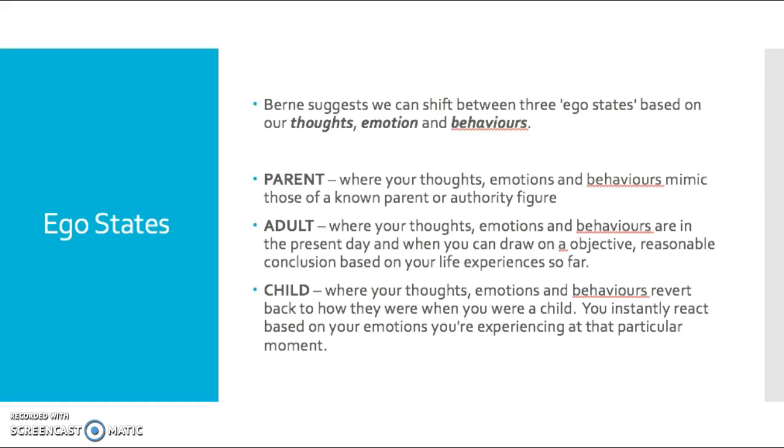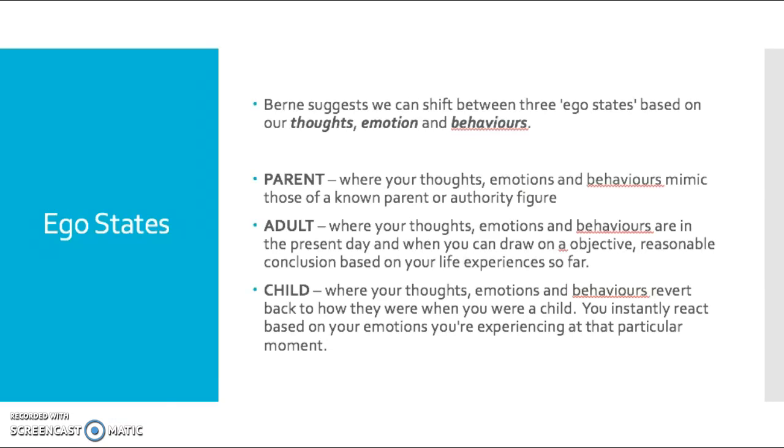So the middle one is the adult state, and that's where your thoughts, emotions, and behaviours are at the present day, and you can draw on an objective, reasonable conclusion based on your life experiences so far. And lastly, we've got the child state. This is where your thoughts, emotions, and behaviours revert back to how they were when you were a child. You instantly react based on the emotions you're experiencing at that moment in time.